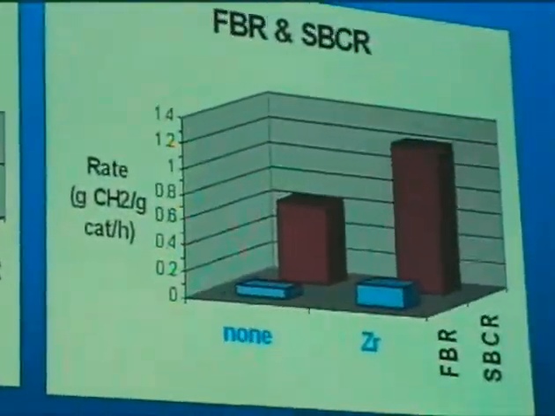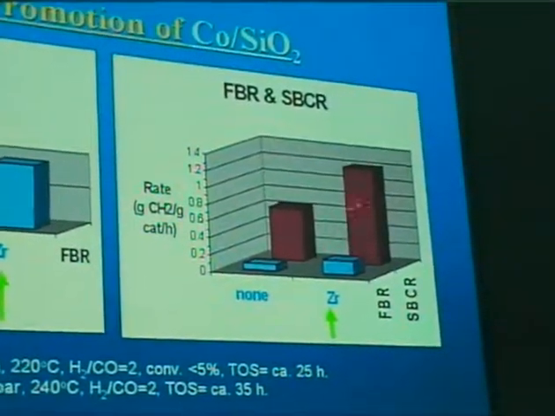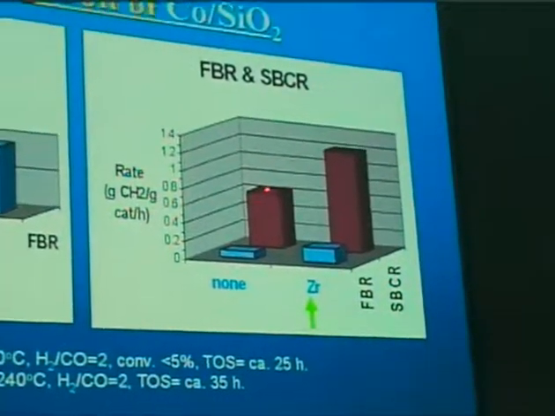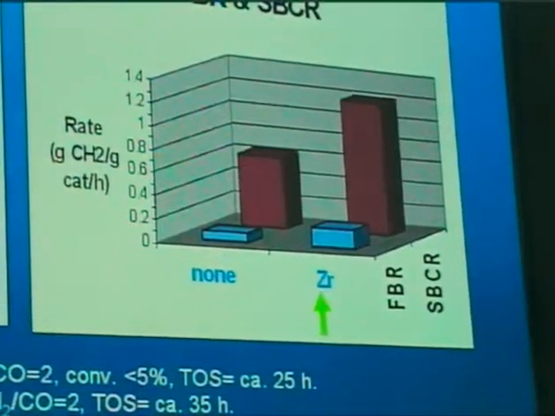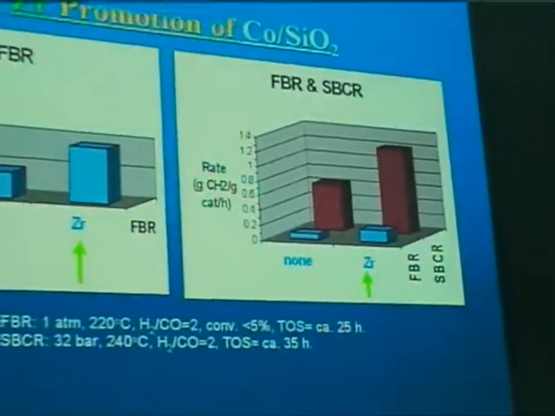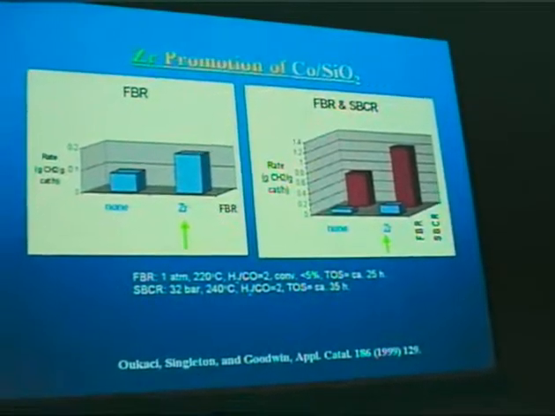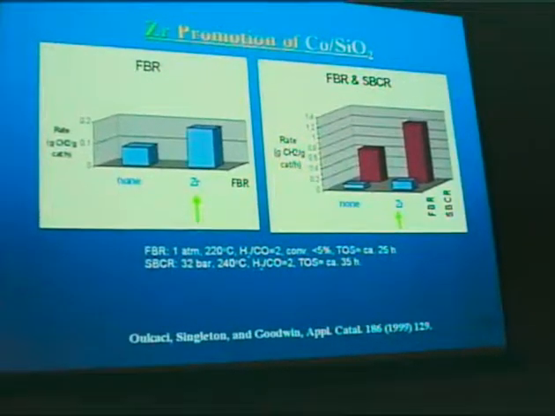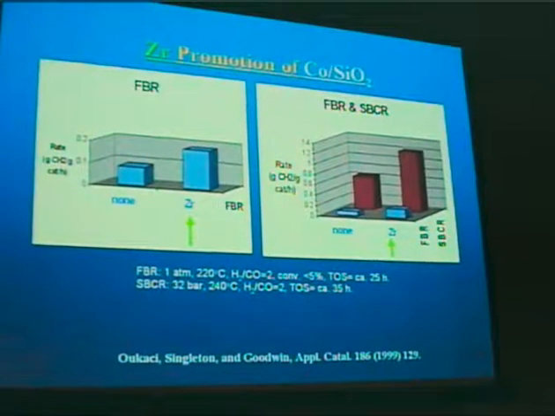And this is comparing fixed bed and then a slurry bubble column operated at 32 bars, and now you can see, you know, this huge increase. And remember, this now puts cobalt zirconia on silica on the same par as cobalt on alumina. And this is what makes cobalt silica work, really. It's a beautiful work that Shell did in coming up with this design.